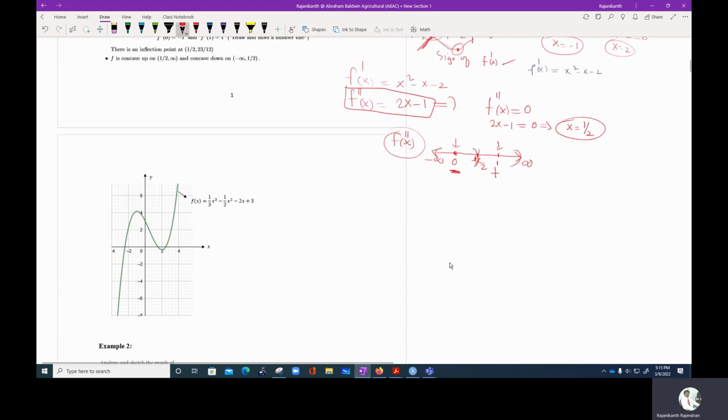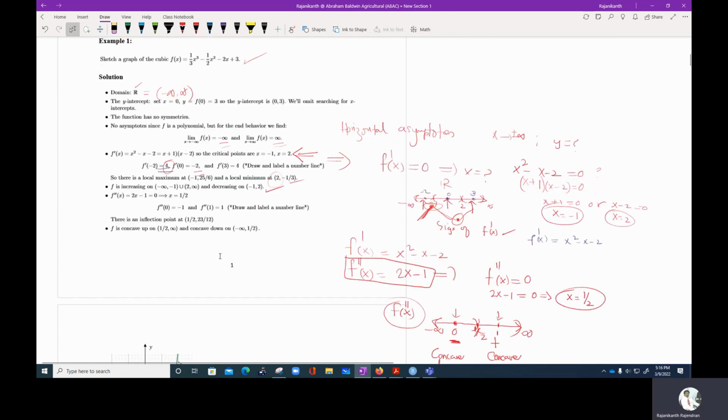Okay? Remember, if the second derivative is negative, you will have concave down, right? If you see a positive second derivative, then that is concave up. So down means the function will be like that, up means the function will be like that in this interval, right? So this is the way to check concave up and down in that interval. That's it. We are done with everything.